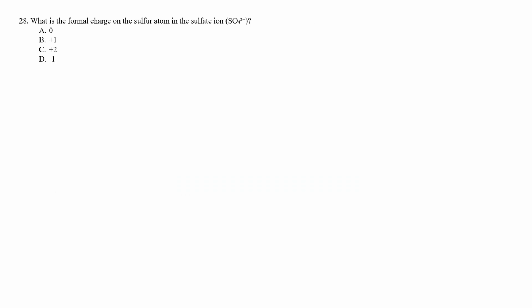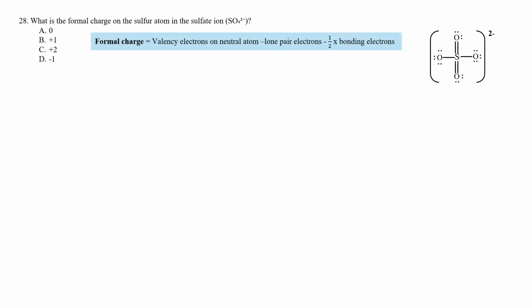What is the formal charge on the sulfur atom in the sulfate anion? Let's try to draw the sulfate ion Lewis structure. Sulfur is the central atom and then two oxygens double bonded and two oxygens single bonded. Charge on the ion is 2 minus. So what is the formula to calculate formal charge? Formal charge is equal to valence electrons on the atom minus lone pair electrons minus half times bonding electrons.